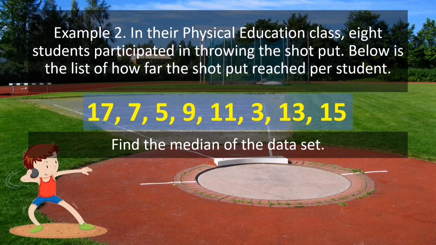Let us proceed in finding the median of a data set with even number of values, with example number 2. In their physical education class, 8 students participated in throwing the shot put. Below is the list of how far the shot put reached per student. 17, 7, 5, 9, 11, 3, 13, 15. Find the median of the data set.